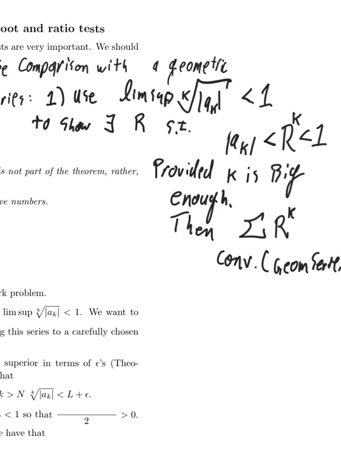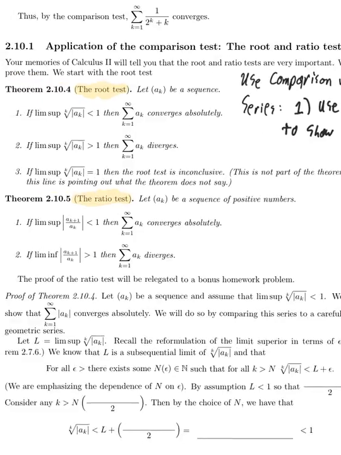Well, if eventually a_k is less than the terms of a convergent series, then by the comparison test, we'll conclude that the sum of a_k converges. And that's the sketch of the proof. That's how things will go. So let's put rubber to road and prove the root test.